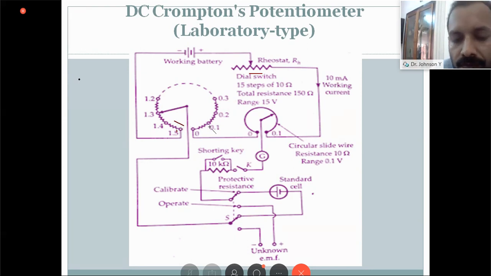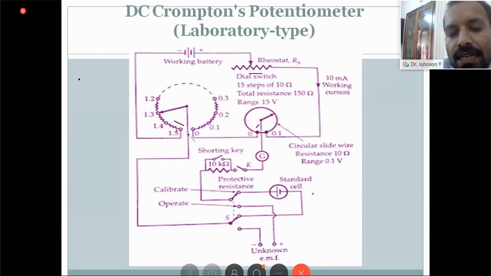Then another circular slide wire is shown here. Here a value of 0.1 is marked. It means this circular slide wire is useful for the measurement of up to 0.1 volt only. Here the resistance value is 10 ohms only.